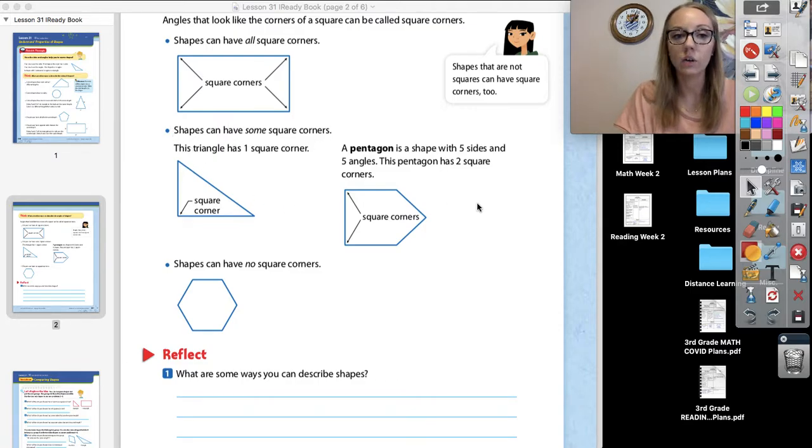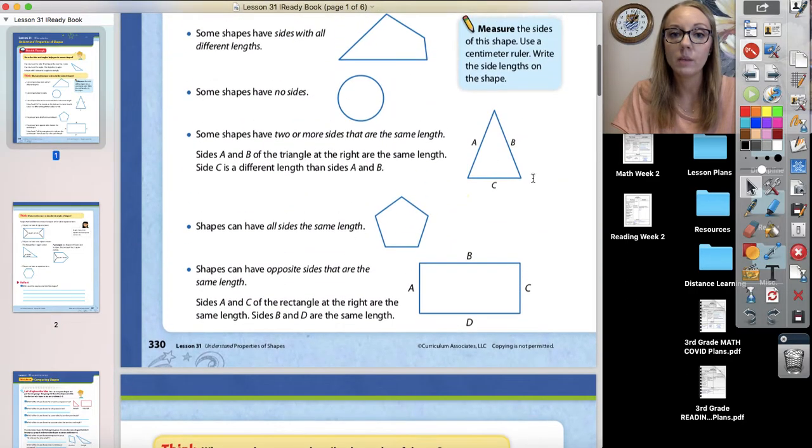So here's a triangle. Unlike our triangle that we had earlier on page 330, it did not have any square corners. If we go back up here and we look at this triangle, there is nowhere on this triangle that I could take my piece of paper and line it up and it would match perfectly. That one did not have any square corners.